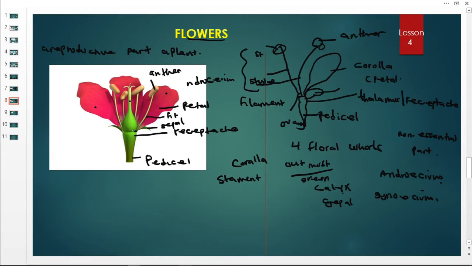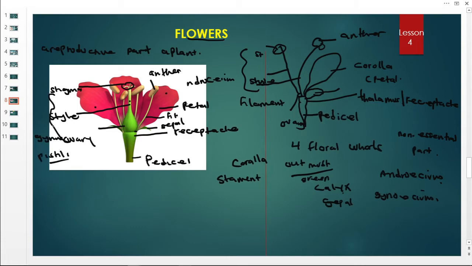Then the last one is found in the middle or the center of the thalamus, or the receptacle. It has this swollen part, which is called the ovary. Then it has this long cylindrical tube, which is called the style. Then it has these three things at the top, which make what we call the stigma. These parts together make what we call the gynoecium. When it is just one, it is called a pistil.